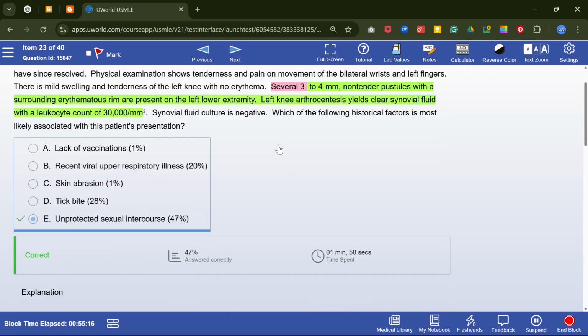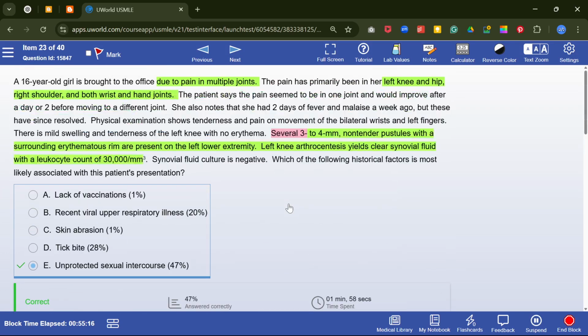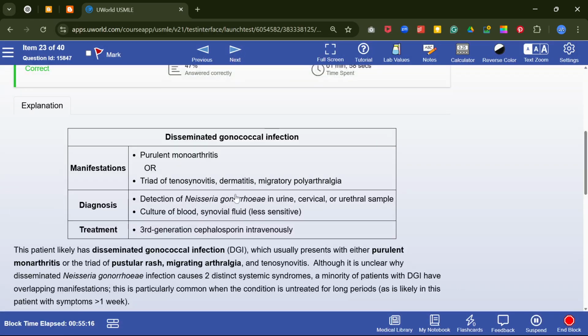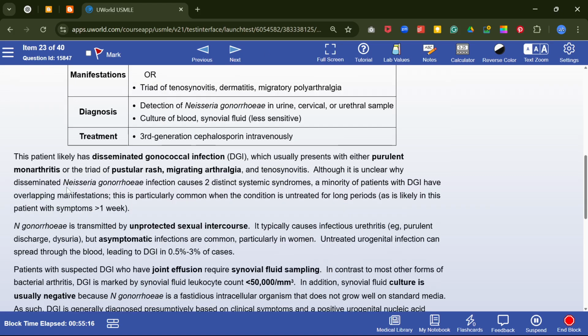So yes, there is a dermatitis, there is joint pain, looks like disseminated gonococcal infection. This patient has likely disseminated gonococcal infection, which usually presents with either purulent monoarthritis or a triad of pustular rash, migratory arthralgia, and tenosynovitis.